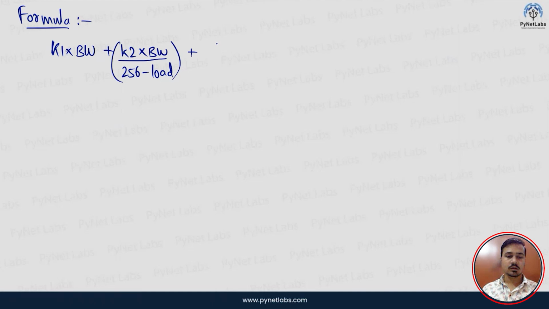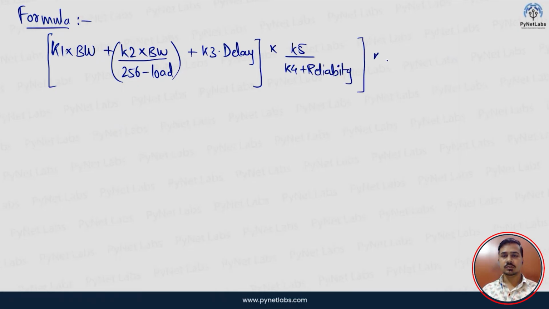to K3 multiplied by delay. And this whole thing is once again multiplied by K5 divided by K4 plus reliability. And once again, this whole thing is multiplied by 256. So this is the kind of formula that we generally use in order to calculate the metric here.